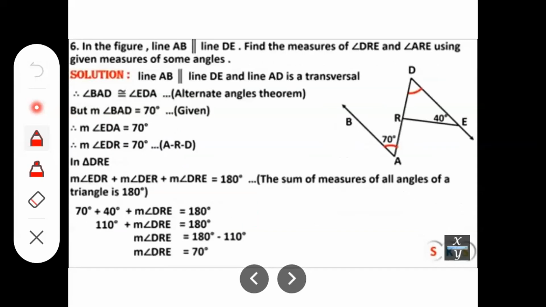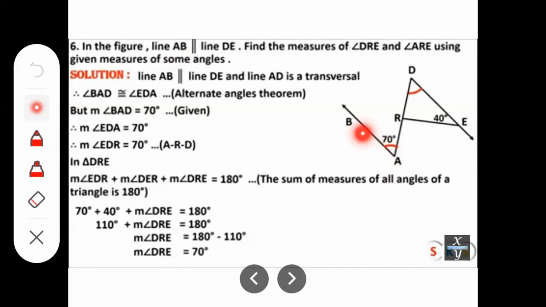Now let's see the next example. Okay, that is also only calculation by using the properties. So here in the diagram, the values are given. This angle is mentioned 40 degree. This angle is 70 degree. And what is given? That line AB parallel line DE.